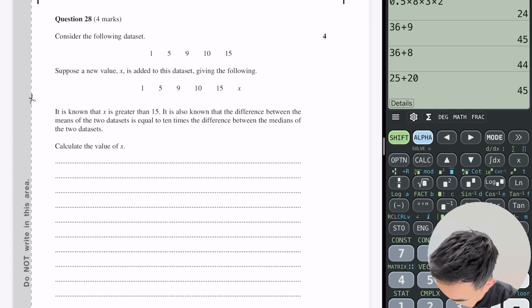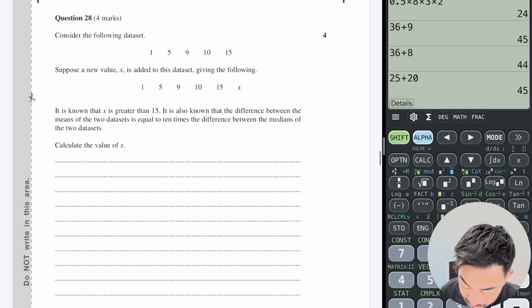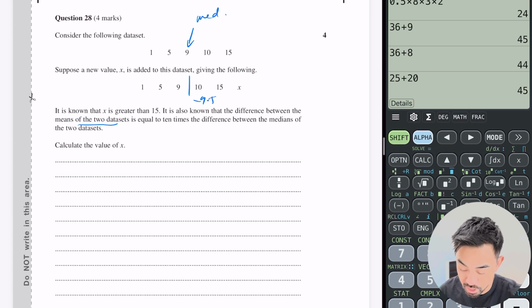All right, so I don't know why they've been so wordy here. So it is known that the difference between the two means of the data set is equal to 10 times the difference between the medians. All right, so what's the median of the first one? The median is 9, and the median of the second one is 9.5. So no matter what x is going to be, that's going to be the median there.